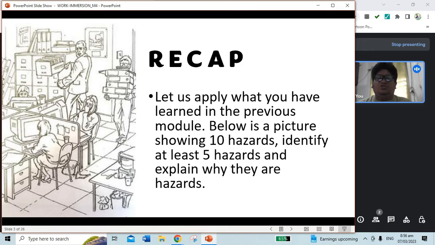Below is a picture showing 10 hazards. So, what you need to do is you are going to identify at least 10 hazards and why they are considered hazard. So, tingnan mabuti ang picture. Tingnan ninyo kung nasaan banda dyan yung hazard. At ipaliwanag nyo kung bakit yon ay hazard.